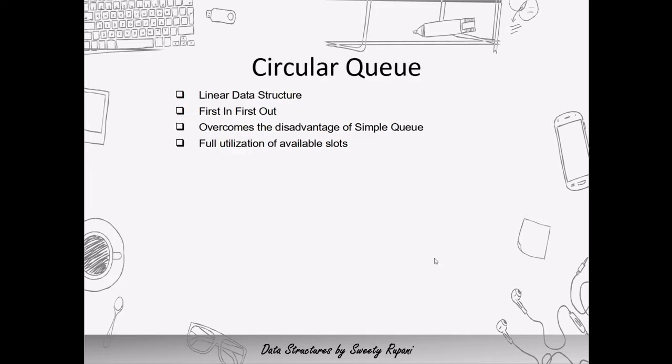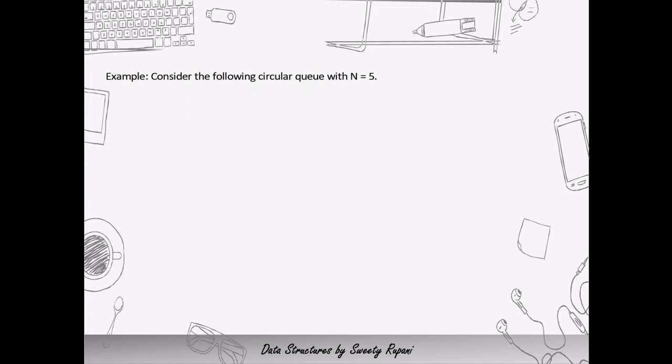Now let us have a look at a circular queue. So circular queue is of course a linear data structure. It follows the same principle of first in, first out. Now it overcomes the disadvantages of simple queue, how we will study in the next slide. So we can fully utilize all the available slots. There won't be any memory wastage.